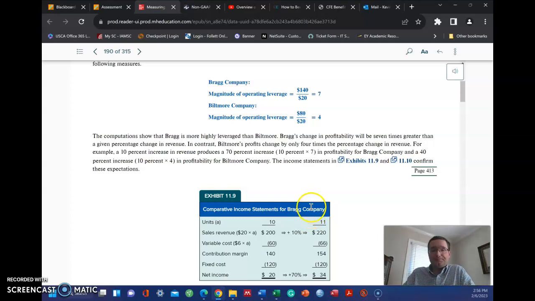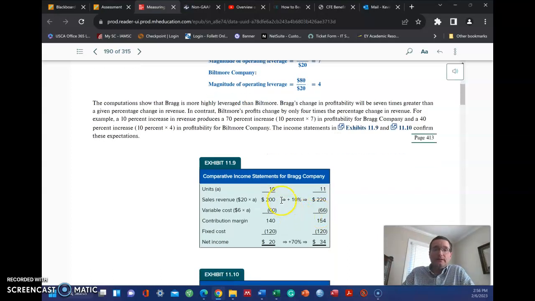All right, so let's say sales increase by 10%. What would the impact be because of this operating leverage on net income? Well, we're leveraged, so it should benefit us on the bottom line. So this kind of operating leverage I like.